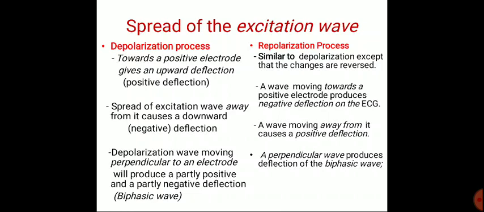While the repolarization process is similar to that of the depolarization, all the changes occur in the reverse direction. When the wave of repolarization moves toward a positive electrode, it produces a negative deflection. When it moves away from the positive electrode, it causes a positive deflection. So it is just the reverse of the depolarization process. A perpendicular wave produces a biphasic deflection.